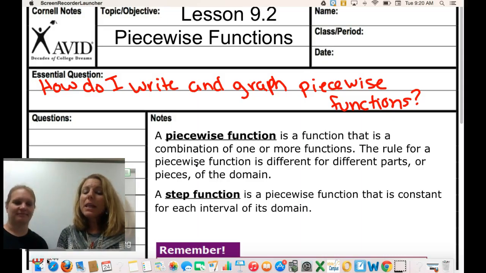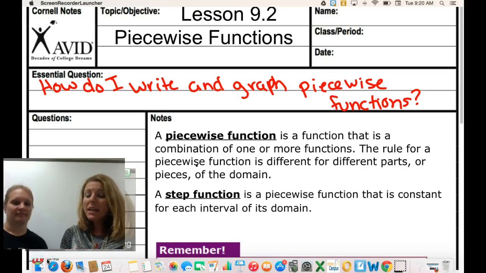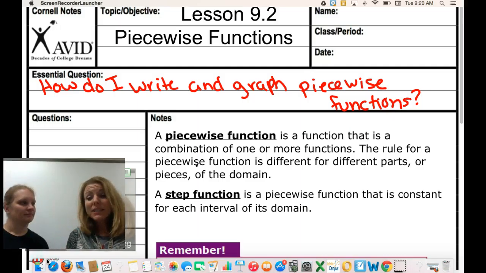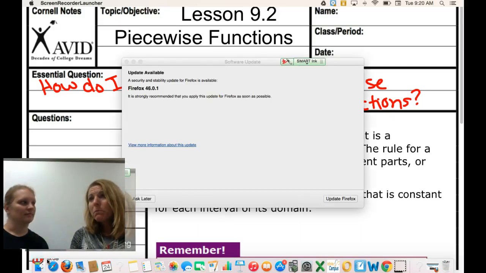That's piecewise. A step function is, this is key, a piecewise function that is constant for each interval of its domain. That means, constant means a number. Constant: 3, 4, 5, instead of a variable.